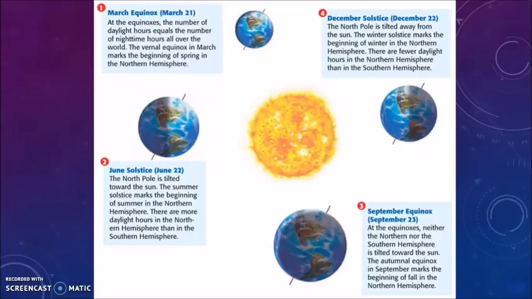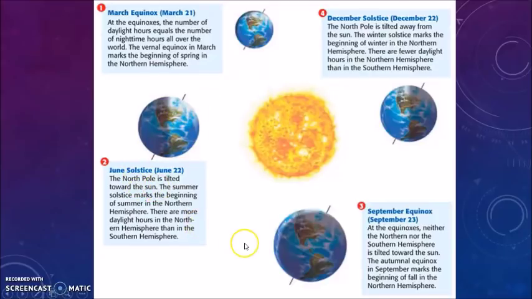And the vernal equinox in March marks the beginning of spring in the northern hemisphere, where the Sun is directly over the equator. As we move counterclockwise down to June 22nd, you can see where the North Pole is pointing toward the Sun, and the summer solstice is marking the beginning of summer in the northern hemisphere. There are more daylight hours in the northern hemisphere than in the southern hemisphere on June 22nd.